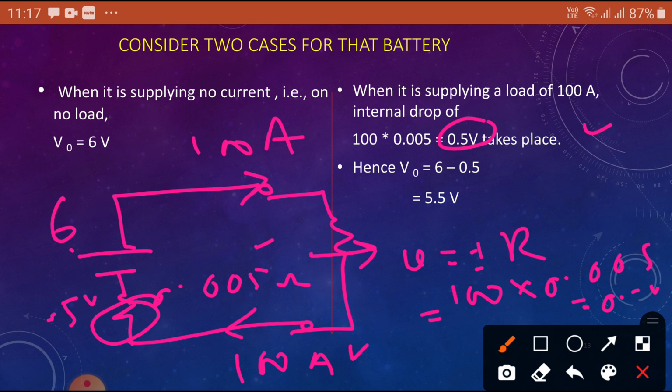Now here is 6 volts, and this is Vt. What is the value? 6 is the source, and this is the drop. By applying KVL in a closed loop, the sum of the sources equals the sum of the drops. Here the drops are V out plus the internal drop. So 6 minus 0.5, we get 5.5 volts appearing as the output voltage. That is, V out is equal to 5.5 volts, not 6 volts, practically.